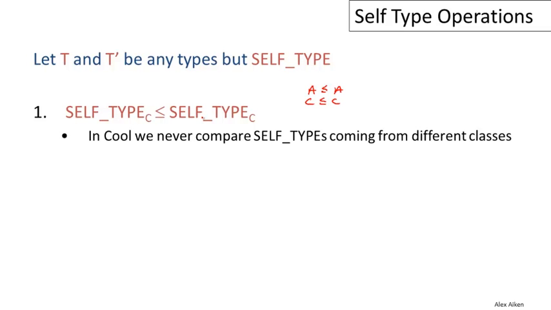Now, another thing you might think is, well, what if the self-type sub C is compared with self-type from another class, say self-type sub D? And it turns out that in the Cool type rules, this will just never come up. The Cool type rules are written in such a way that we never need to compare self-types from different classes. I haven't shown you that yet, but when we actually go through the type rules for self-type, you'll see that it's true.